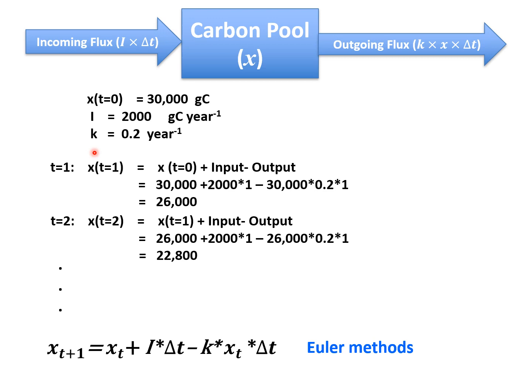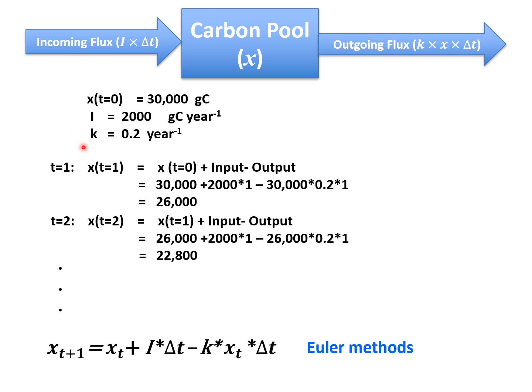So the question we would like to ask is how much carbon will we have at the end of the year, or at the beginning of next year? So here our time step is 1 year. When t equals 0, we have a carbon pool that is 30,000 grams of carbon. And we have an input rate I that is 2,000 grams of carbon per year, and a turnover rate of 0.2 per year.